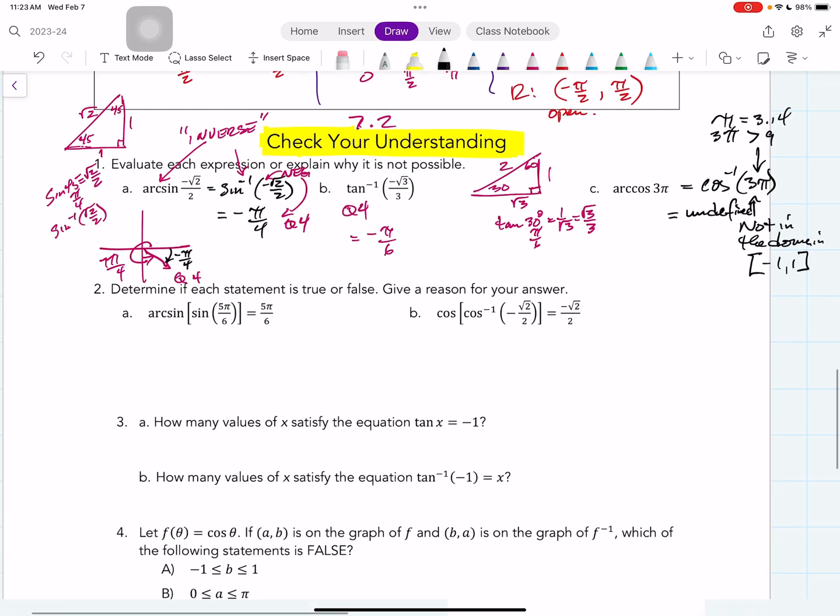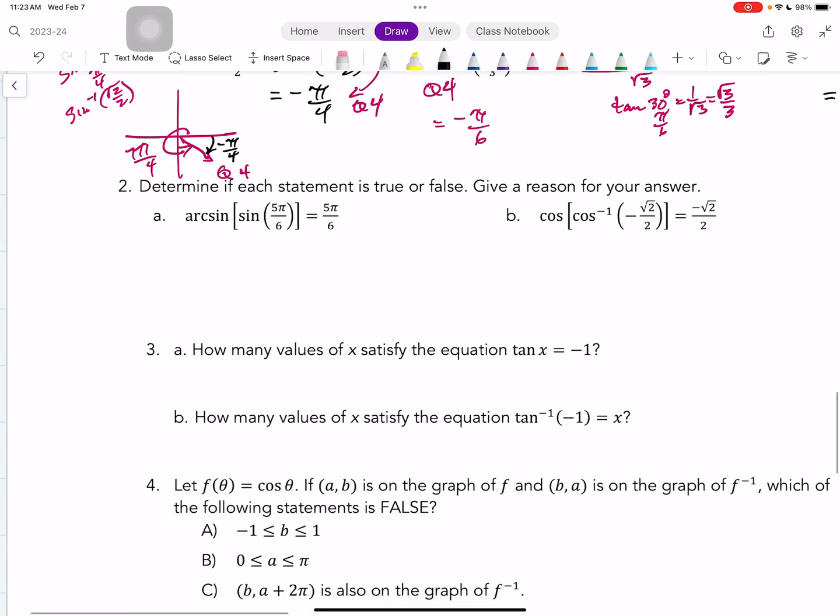All right, number 2. Let's take a look here. Determine if each is true or false. Is it true or false? Give a reason for your answer. And it doesn't have to be always written explanation. It could be using some mathematics. So is the arc sine of 5 pi over 6 equal to 5 pi over 6?